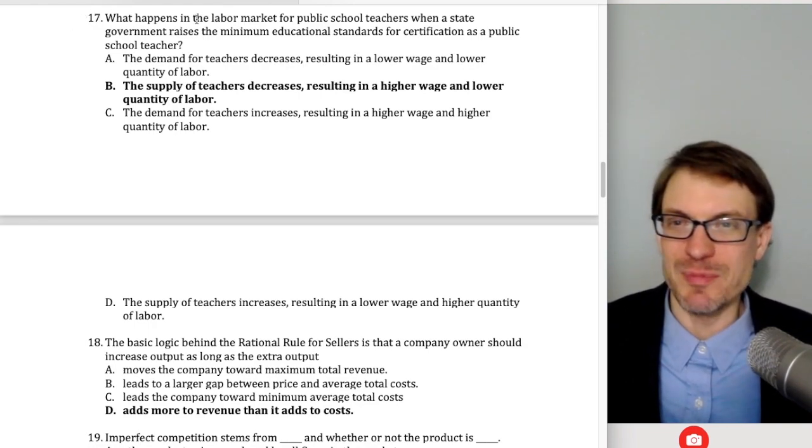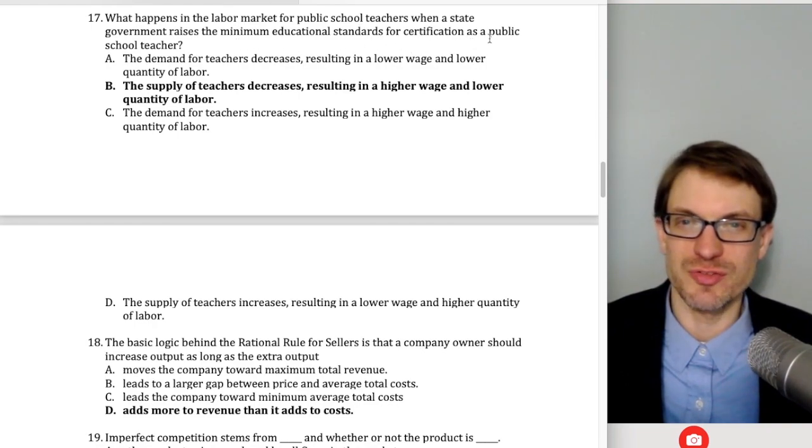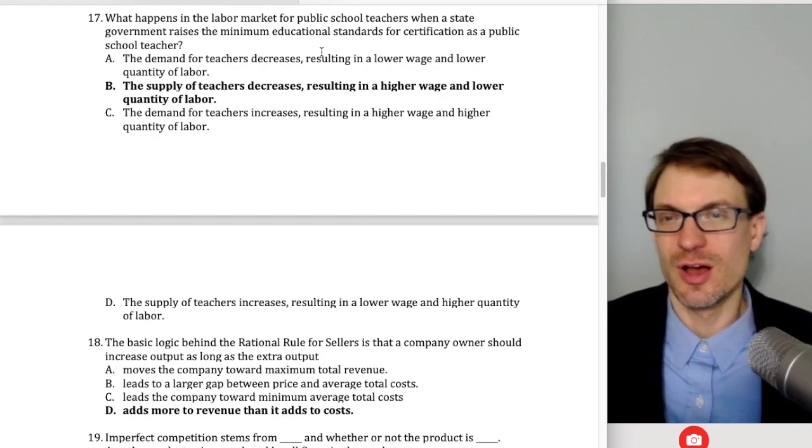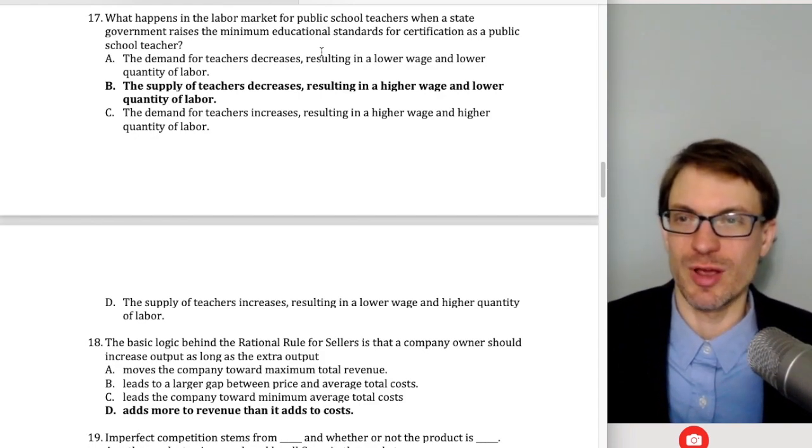All right, so what happens to the labor market for public school teachers when a state government raises the minimum educational standards for certification as a public school teacher? So this is going to protect the labor market, right?